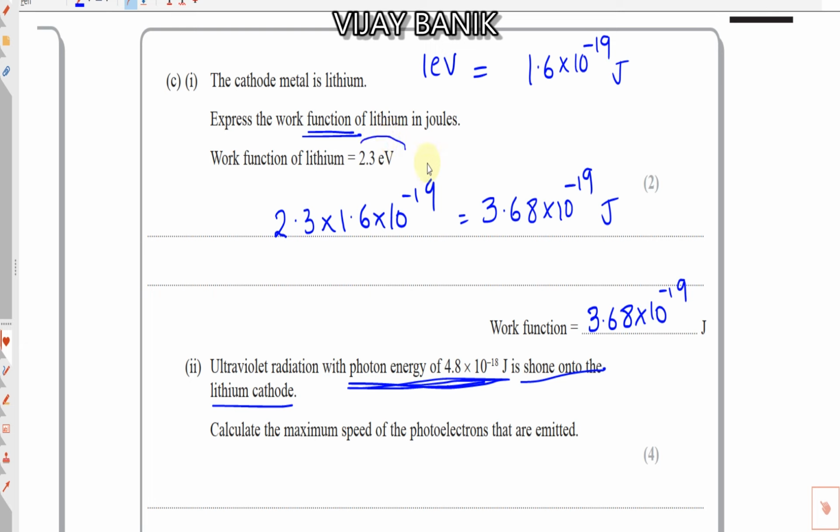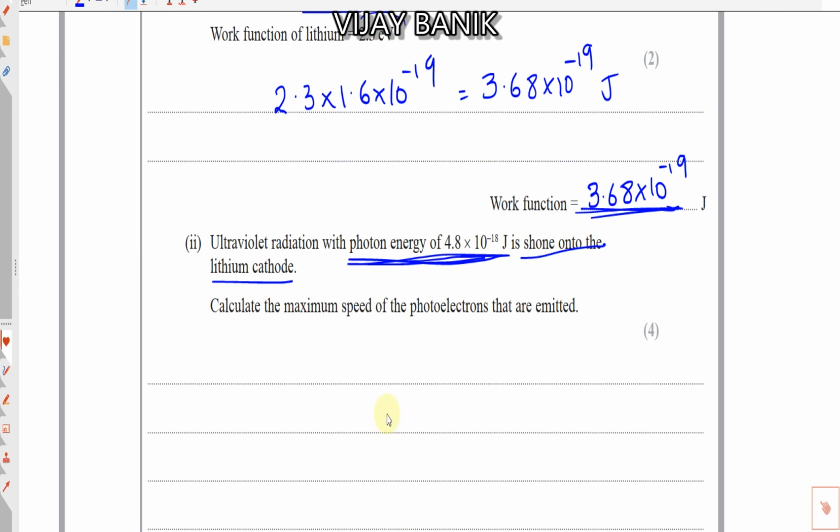So what is the work function? We know the work function in joules of lithium cathode. Okay, calculate the maximum speed of the electron. For this we need to know this equation. E is equal to hf, and hf equals phi plus half mv square.